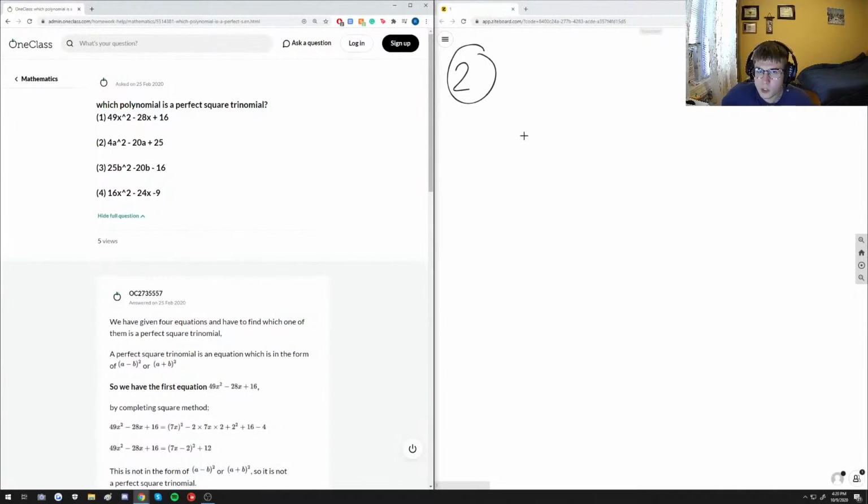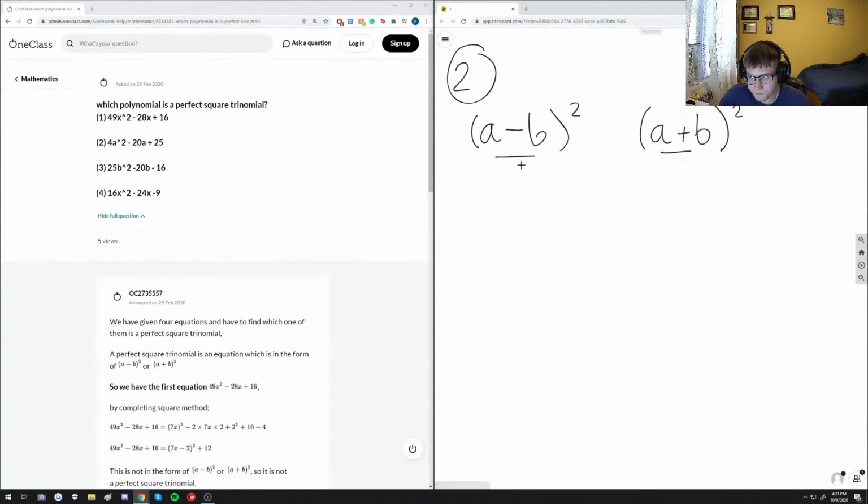And a perfect square trinomial is something that can be written either as a minus b quantity squared or a plus b quantity squared. So if any of our trinomials can be written in either one of these forms, that means it's a perfect square trinomial. So that's essentially what we're going to be looking at, going through these answer choices. So for the first answer choice, we're going to have 49x squared minus 28x plus 16.